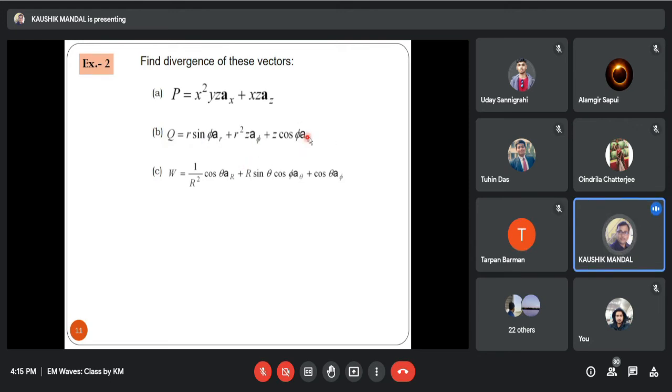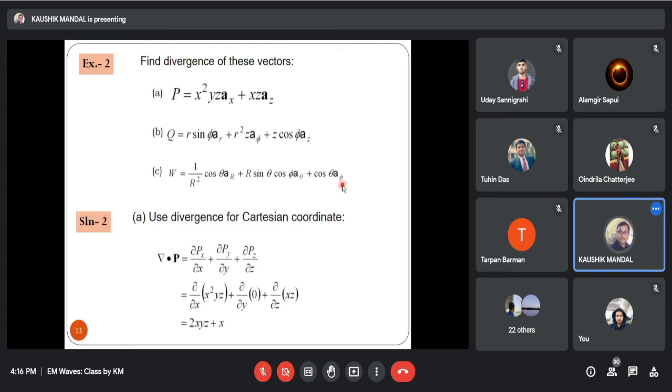That means for this Q vector you have to apply the divergence equation in cylindrical form, and W is this one, AR, A theta, A phi. That means obviously for these you have to apply the divergence equation in the spherical coordinate system. So simply apply the corresponding equations and you can easily find the divergence of vector P, vector Q and vector W. Del X, del Y, del Z for the corresponding components Px, Py and Pz.